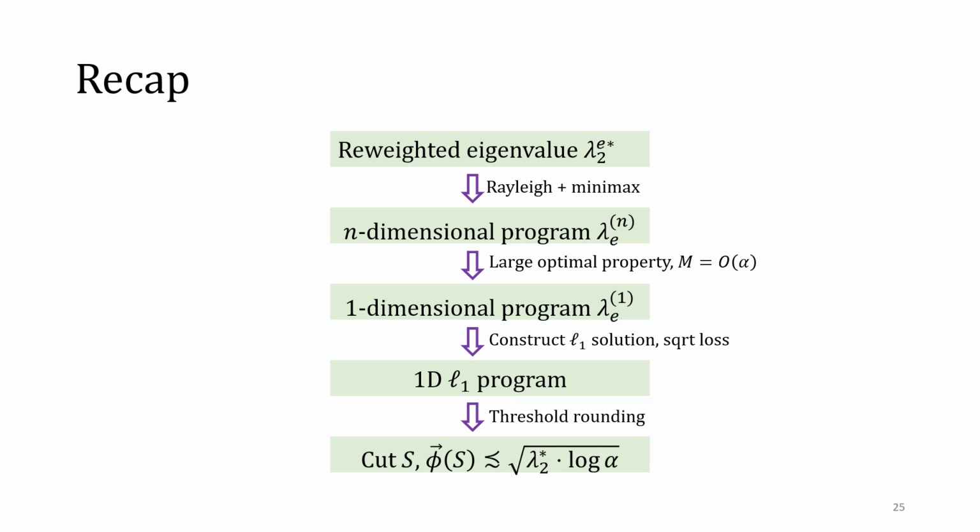So to summarize, we start with the reweighted eigenvalue formulation. We use Rayleigh quotient and minimax to derive an n-dimensional program. We use the large optimal property to control the projection loss to the one-dimensional program. And then we go from the squared L2 objective to an L1 objective, which is then amenable to threshold rounding.